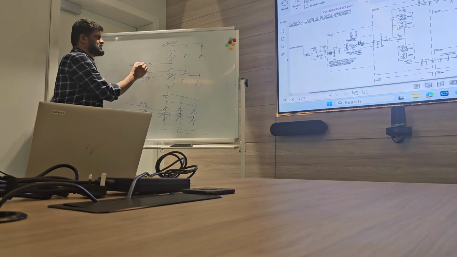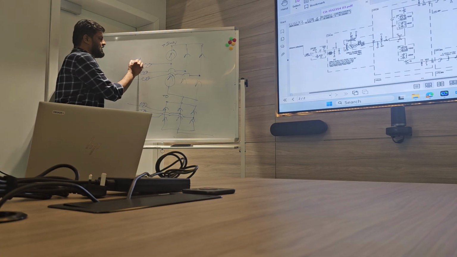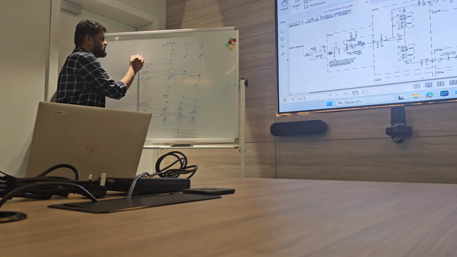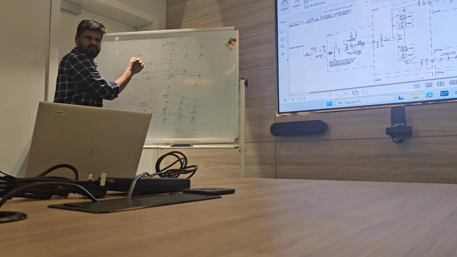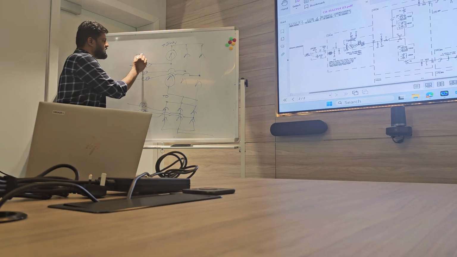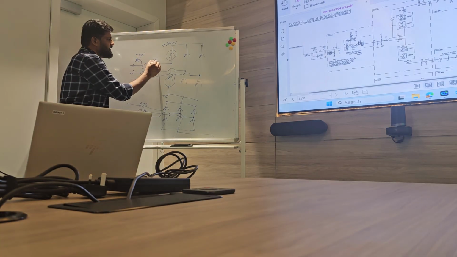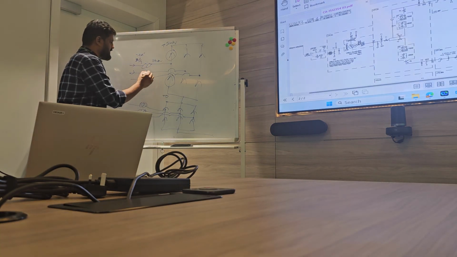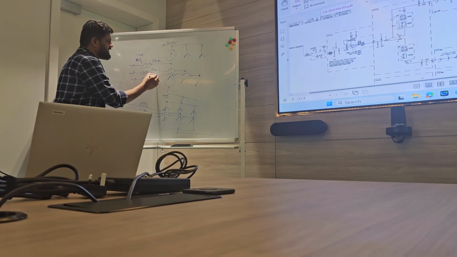This is how much? 380 by root 3, approximately 230, correct? And this is 290.88. Okay, 290.88 kV side to side, 290.88 kV.